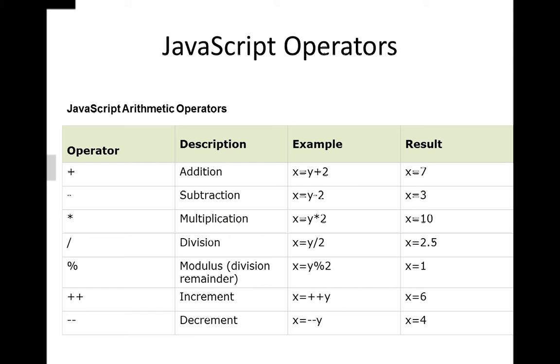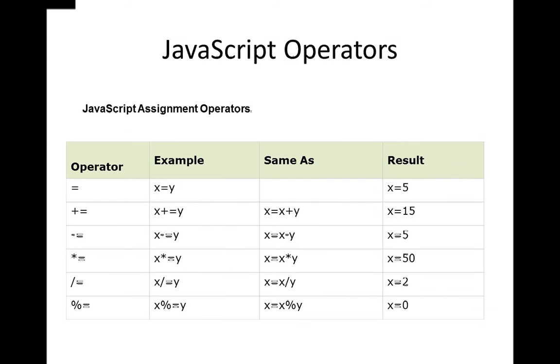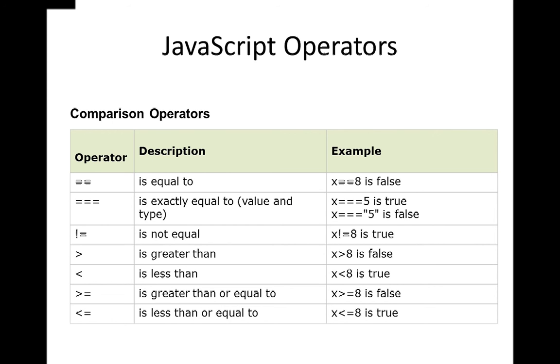Coming to the operators, there are different kinds of operators available. Like any other programming languages like C, Java, we have arithmetic operators like addition, subtraction, multiplication, division, modulo, increment, decrement. And of course, assignment operators and comparison operators. So double equal, not equal, greater than or equal, less than or equal. These are all comparison operators which we have in JavaScript.